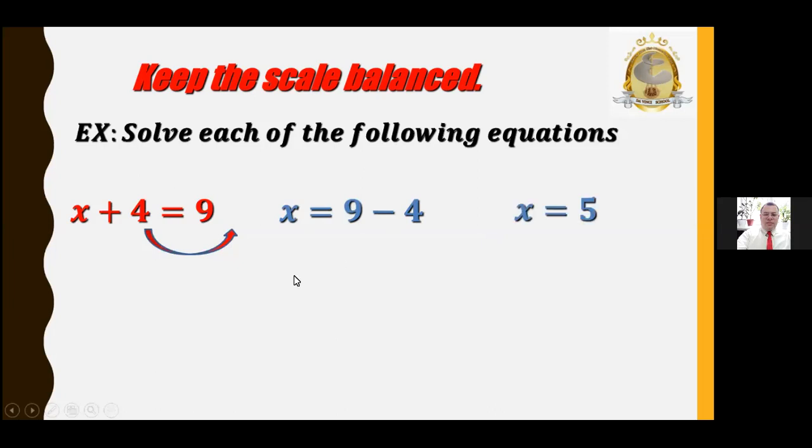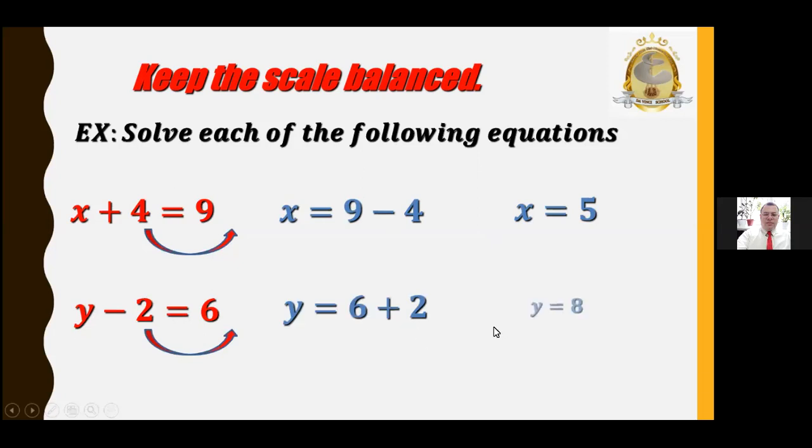Let's take another example. y minus 2 equals 6. Also, as we said here, we can solve it by the inverse operation. This is subtracting 2, minus 2. To find the value of the variable y, we need to move negative 2 to the other side using the inverse operation. This is minus 2. We will move it to the other side by adding 2. Then y equals 6 plus 2. Then y equal 8.